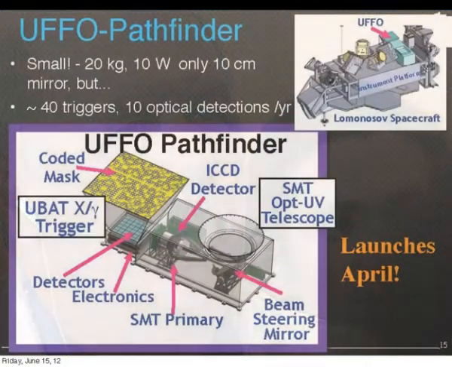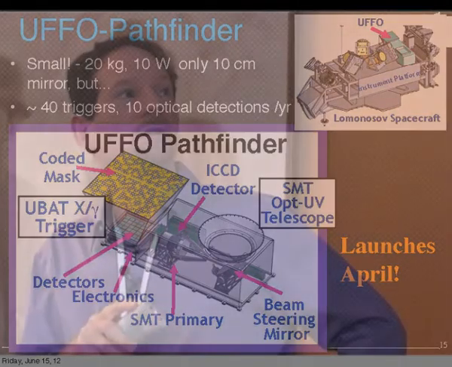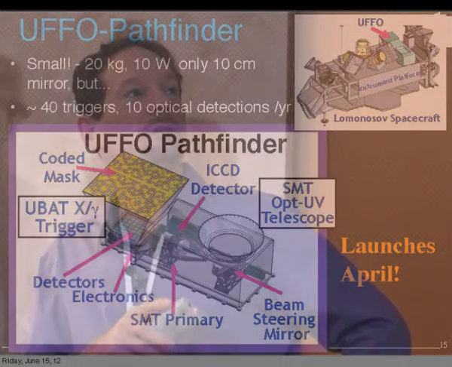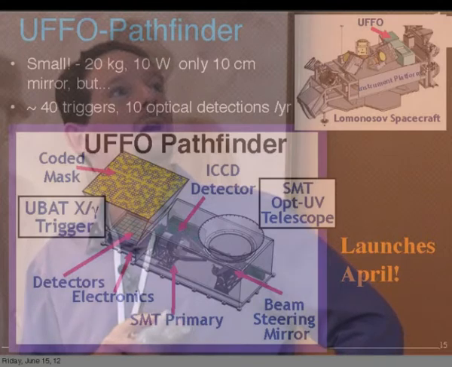But order of magnitude, it's going to be mounted on the Lomonosov instrument platform up here with BDRG, Shuck, and all of the instruments from our partners here at MSU and SINP. It has a coded mask camera, just like kind of a micro Swift. It has a beam steering mirror and an optical path goes out that sun shield there. There's some electronics, the detector plane, the primary mirror, our ICCD detector, and our beam steering mirror.